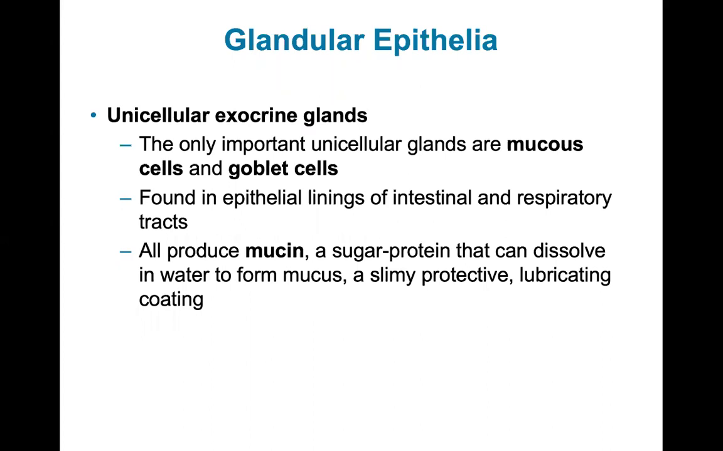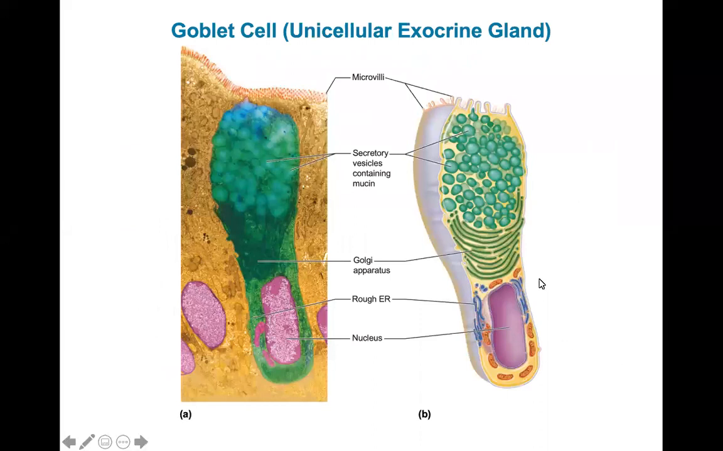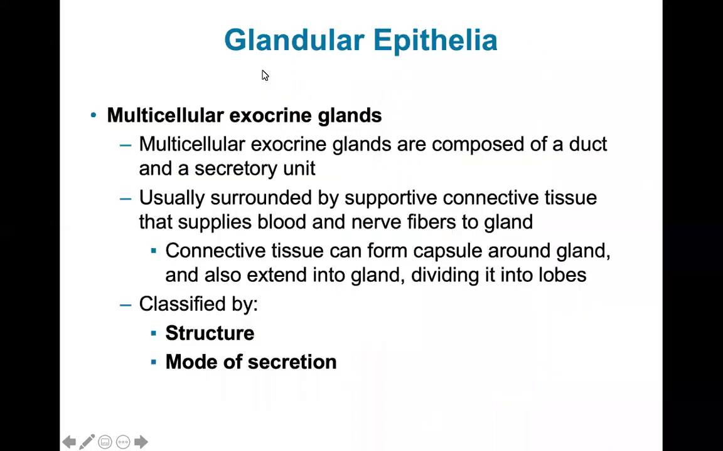Unicellular exocrine glands, the only important unicellular exocrine gland are mucus cells or goblet cells, and they secrete mucus. Okay, here's an example of one of those goblet cells, and here you can see the secretory vesicles containing mucin. And what happens is, through exocytosis, they release their secretions onto a surface. Your multicellular exocrine glands, these are composed of a duct and a secretory unit. They are usually surrounded by supportive connective tissue that supplies blood and nerve fibers to the glands. The connective tissue can also form a capsule around the glands and also extend into the gland and can actually divide that gland into multiple lobes.